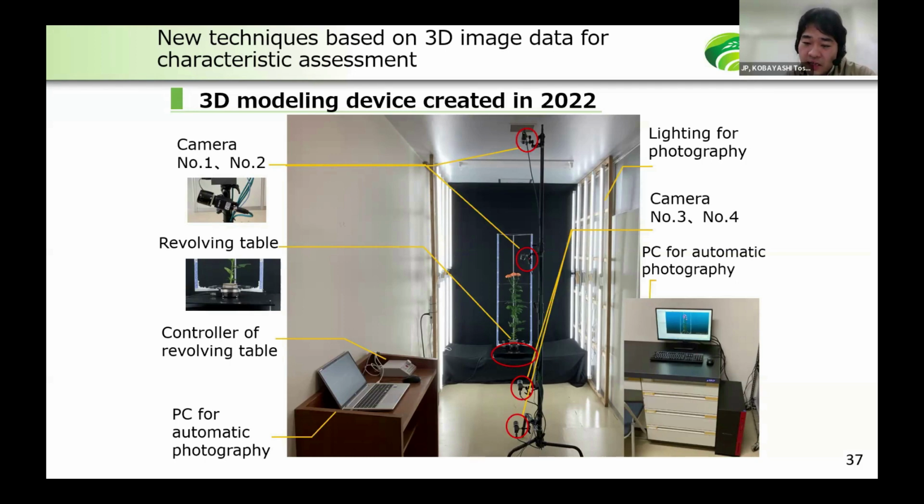Once the setting has been made in advance, all that is required is to place the plant on the revolving table and press the start button to begin filming, which takes about 7 to 10 minutes. The computer is then activated for analysis, and the 3D model is completed in about 90 minutes. The entire process is completely automated. Okay, next.